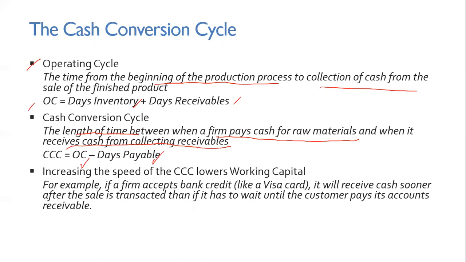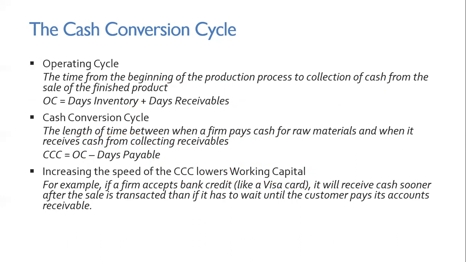Now, the objective of working capital management is to speed up the cash conversion cycle, because speeding up the cash conversion cycle lowers working capital, right? And therefore maximizes profitability. But of course, lowering working capital also has a limit because you can only tolerate a certain level of risk.